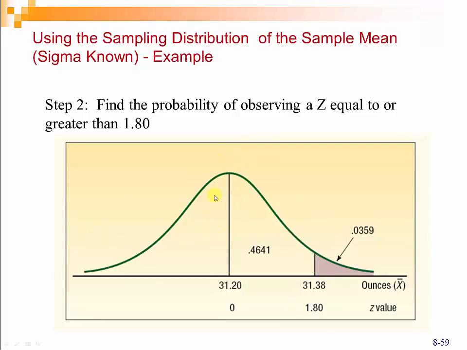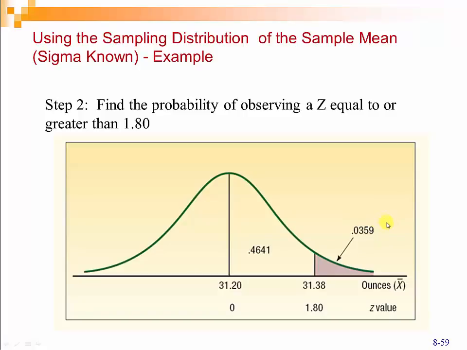Well, if you remember our normal distribution, it's symmetrical, meaning each half is the same, and the total value of all of the distribution is 1.0. So that means 0.5 is on this side, 0.5 is on this side. And if we have 0.4641, we can subtract that from 0.5, and we determine that the remainder is 0.0359.